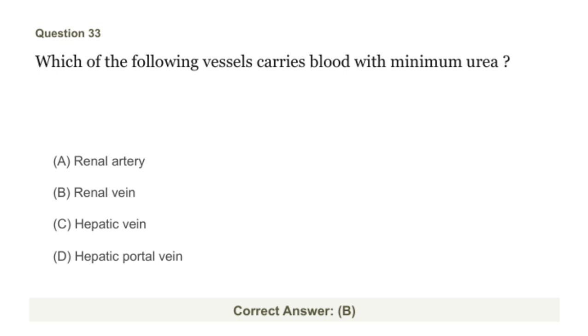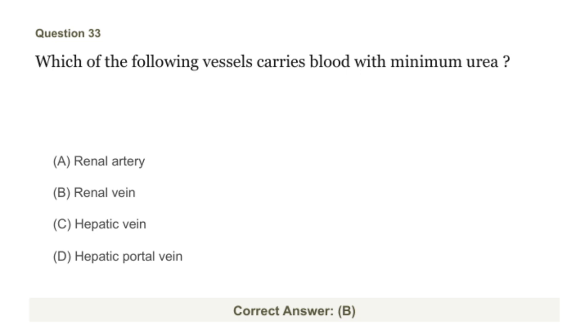The renal artery actually carries blood into the kidneys, where urea is being filtered out, so it still has a relatively high urea content. The renal vein, on the other hand, carries blood that has been processed and has a lower urea concentration. The hepatic vein carries blood from the liver, which is involved in detoxification, but not directly related to urea removal. The hepatic portal vein carries blood from the digestive organs to the liver for processing, which can include urea metabolism, but it's not the primary vessel for urea removal.